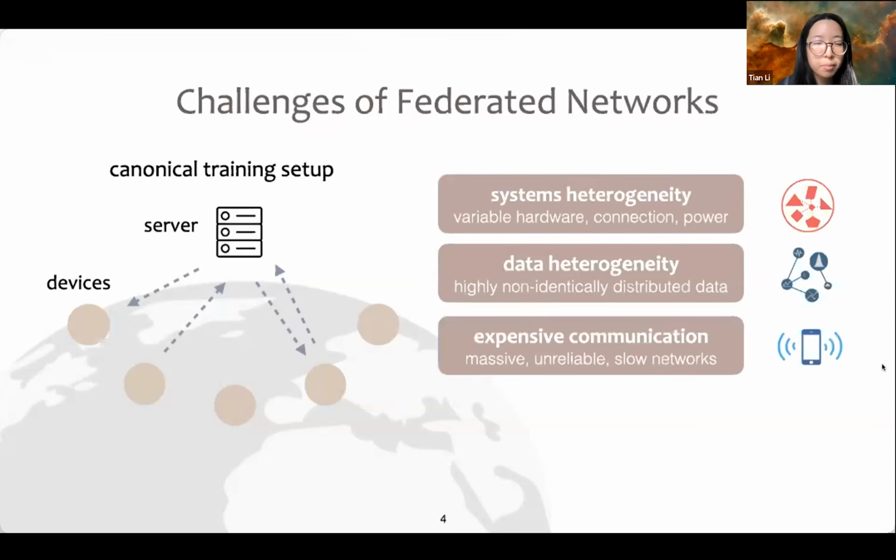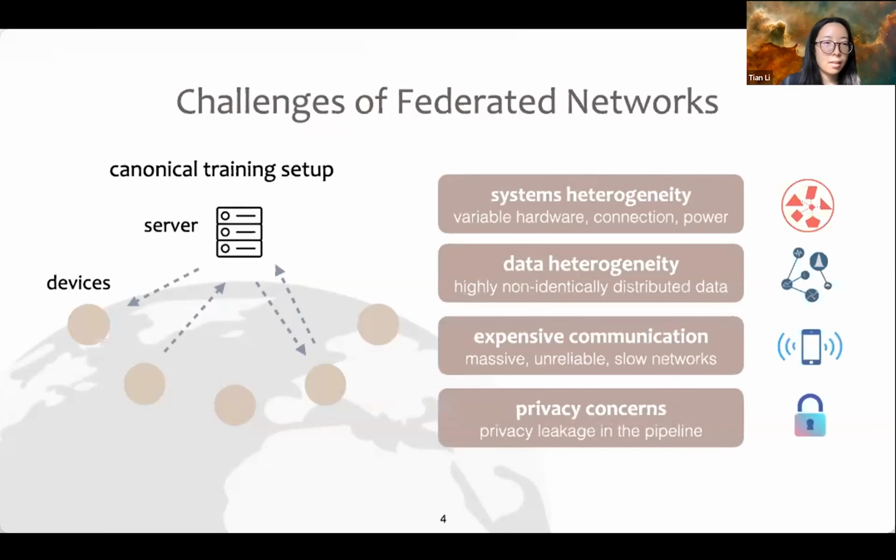Communication can be a real bottleneck, especially across massive, unreliable wireless device networks. And also privacy is a major concern. Federated learning takes some initial steps towards protecting user privacy by minimizing data exposure in the system. It never transmits the raw data, so it just minimizes the user data exposure. But it's not inherently secure or private.